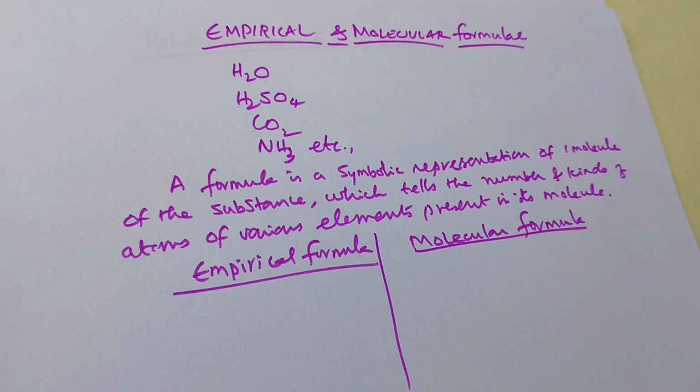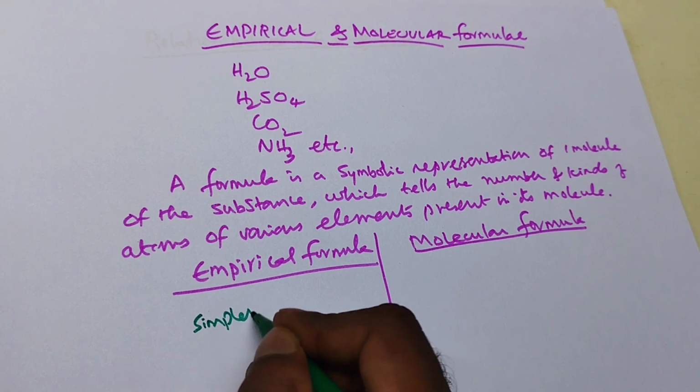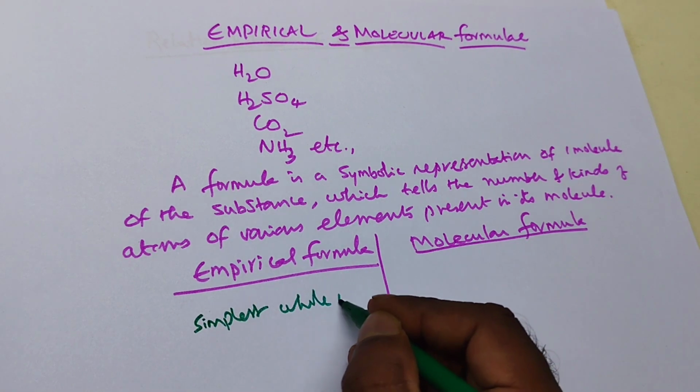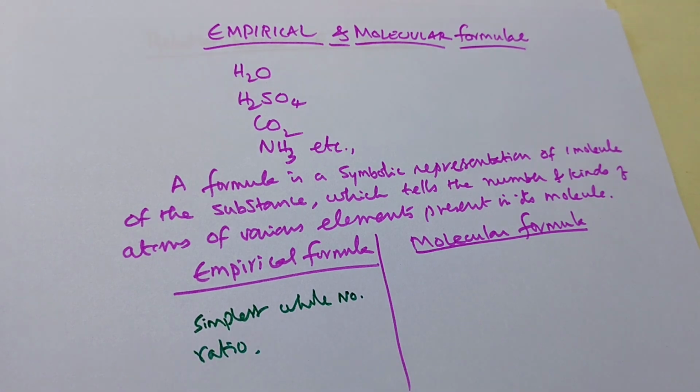A formula is a symbolic representation of one molecule of the substance which tells the number and kinds of atoms of various elements present in its molecule. That is called a formula. So now in this case we are going to discuss what is an empirical formula and what is a molecular formula. Empirical formula of a compound is a chemical formula which expresses the simplest whole number ratio of the atoms of various elements present in one molecule of the compound.